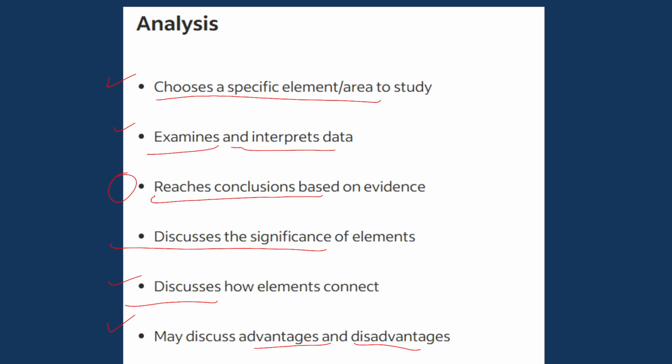So all these things are very much important. You have to first understand what the area is about and how the data can be interpreted in your way. If it's an informational text, you can mention the statistical figures and statistical data. Reach conclusions based on evidence. You can reach a conclusion according to your interpretation, and then discuss the significance of elements. What are the different things mentioned over here?